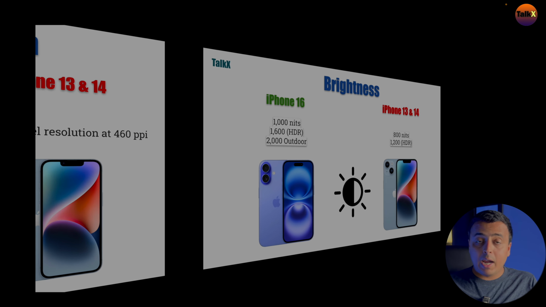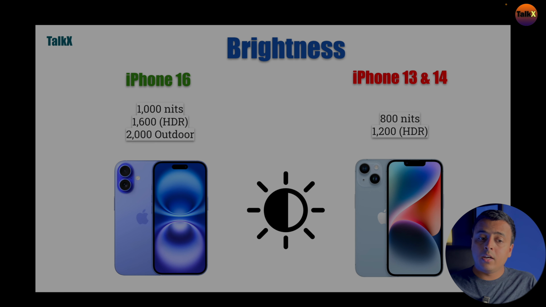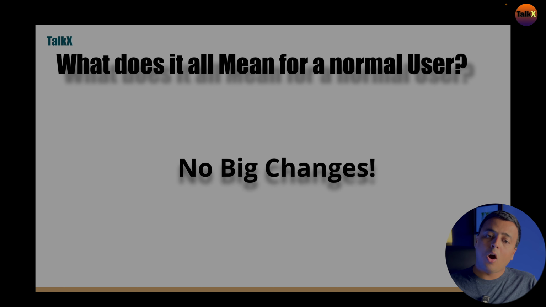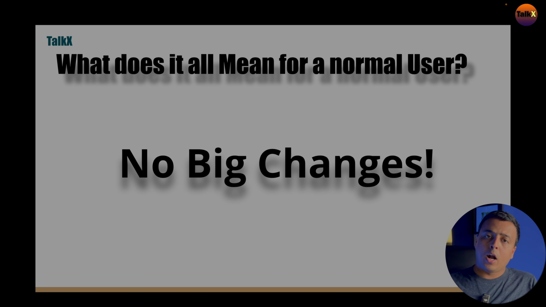Now let's talk about the brightness. iPhone 16 got a little brighter. Its basic brightness is 1000 nits and HDR brightness is 1600 nits. And outdoors it is super bright, around 2000 nits. But iPhone 13 and 14, the basic brightness is 800 nits and HDR is 1200. So if you're looking at iPhone 16, you can expect a very bright phone. So what does it all mean for a normal user? According to me, no big changes.